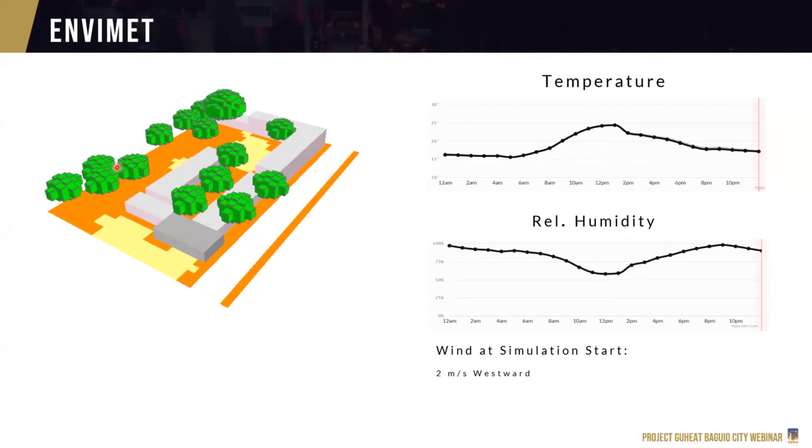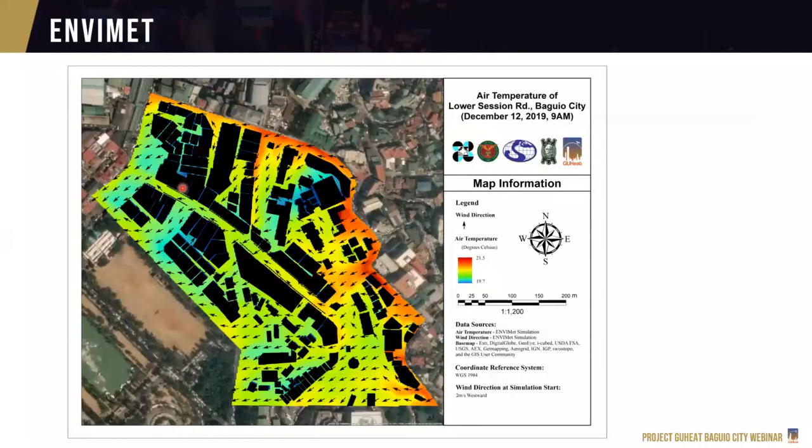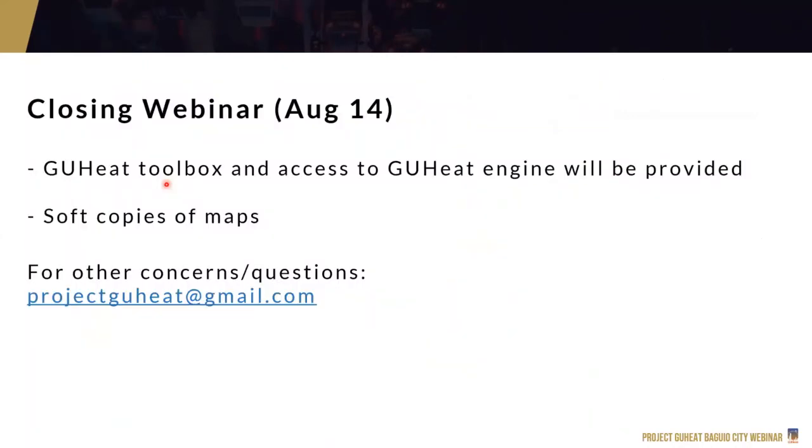There's a long list. One of the outputs of this simulation is this map, which was actually shown earlier. So in this map, you can see air temperature. You can also see the wind direction represented by these arrows. So yeah, these are just two of the many available simulation outputs when you use ENVI-met. There's a lot of them really.